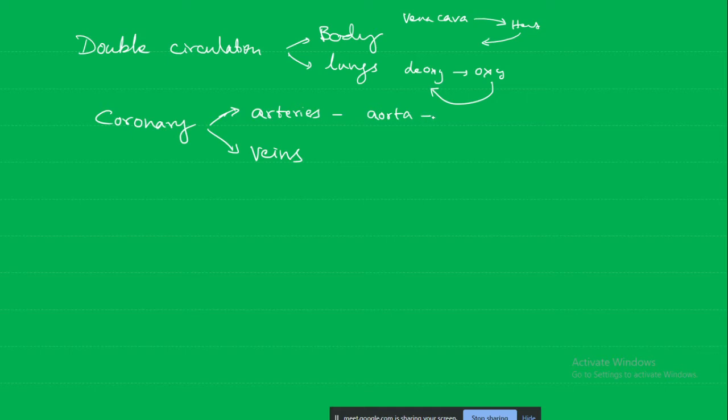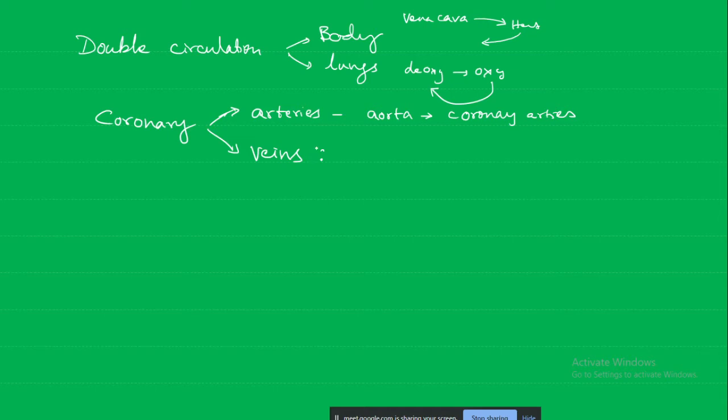Okay, there will be some arteries which are known as the coronary arteries. Coronary arteries arise from the aorta, and they will supply this oxygenated blood to the muscles of the heart.